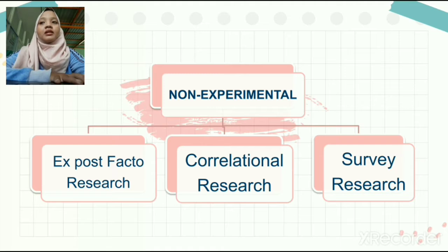Correlational research gathers data from individuals on two variables and seeks to determine if the variables are related. Correlation means the extent to which the two variables vary directly, positive correlation, or inversely, negative correlation.